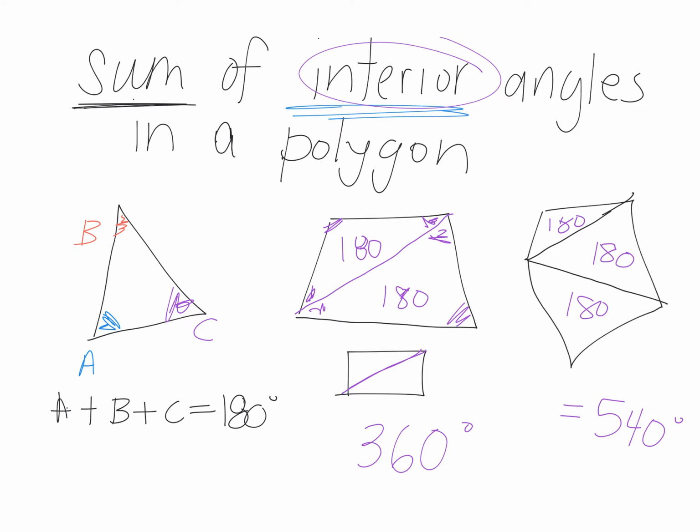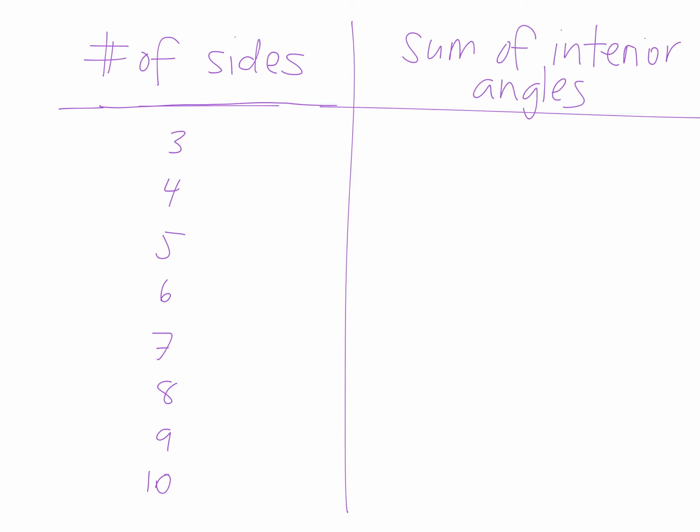180. Good. If it's a 3-sided shape, the sum of the interior angles will add up to 180. If it's a 4-sided shape, 360. 5 sides, 540, and so on. Every time we add a side, we're adding 180 degrees. So I want you to tell me what the other sums add up to. Yes, Copper.